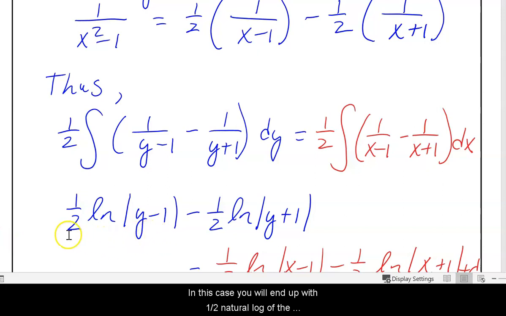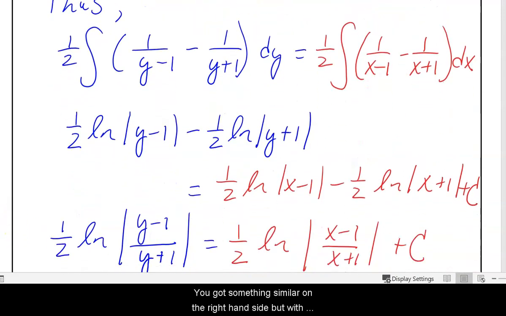In this case, you will end up with 1/2 natural log of the absolute value of y minus 1 minus the product of 1/2 times the natural log of the absolute value of y plus 1. You get something similar on the right-hand side, but with the variable x. Notice that we also get the constant of integration plus c. Now this is a long problem, so if you need more paper, pause it and go get it.